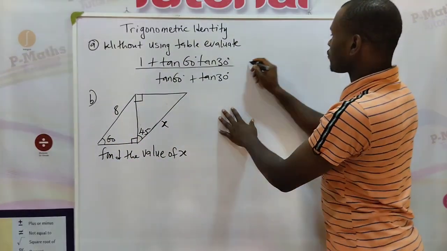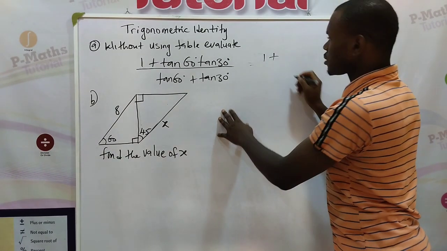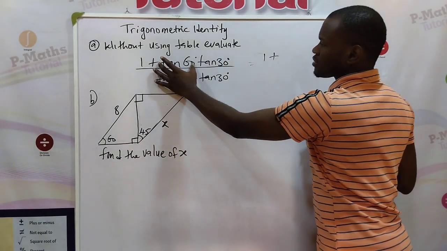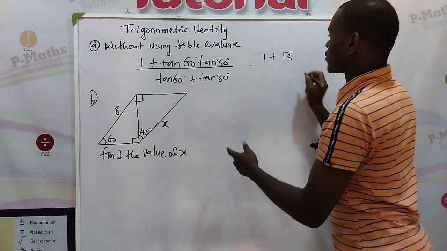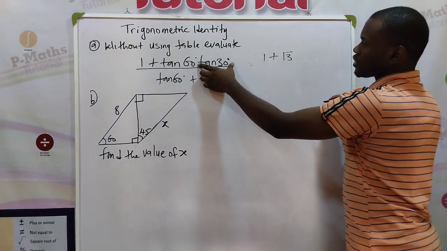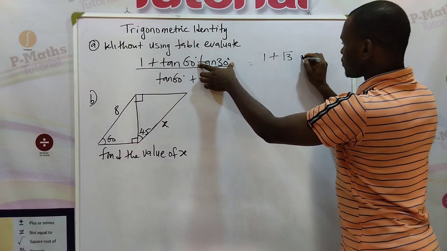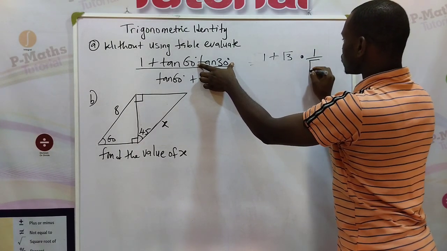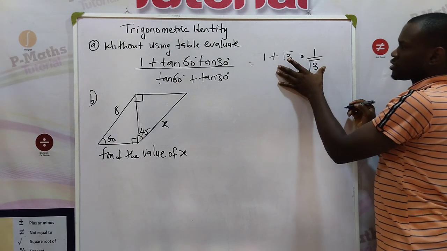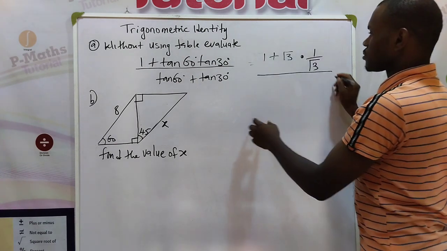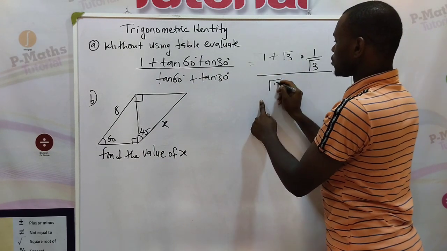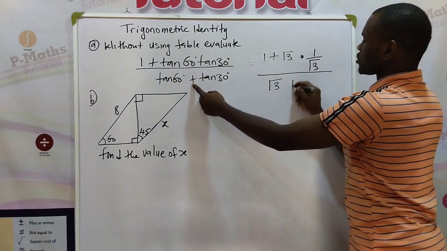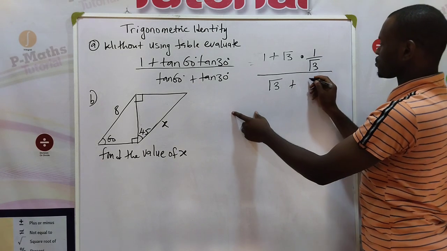So for here, I will have 1 plus. The trigonometric identity of tan 60 is root 3. That is plus root 3. The trigonometric identity of tan 30 is 1 over root 3, so we multiply by 1 over root 3. We are multiplying it all over. Repeat it here: tan 60 is root 3. We have root 3 plus tan 30, which is 1 over root 3.